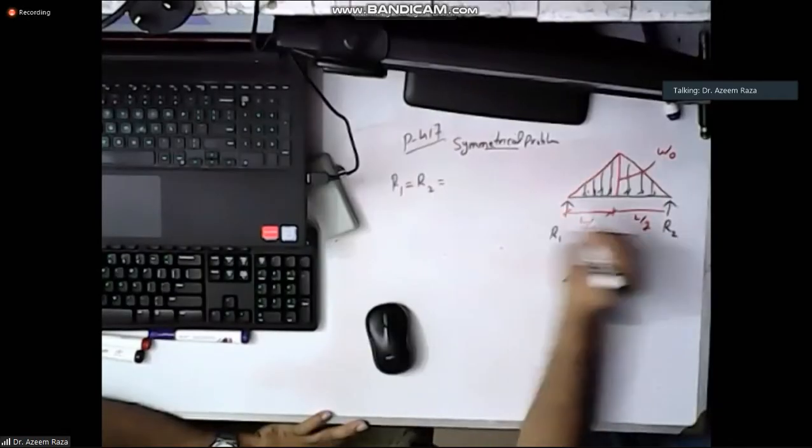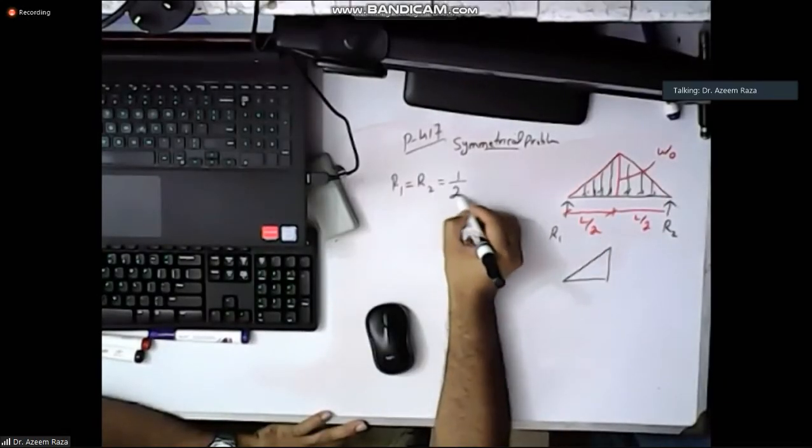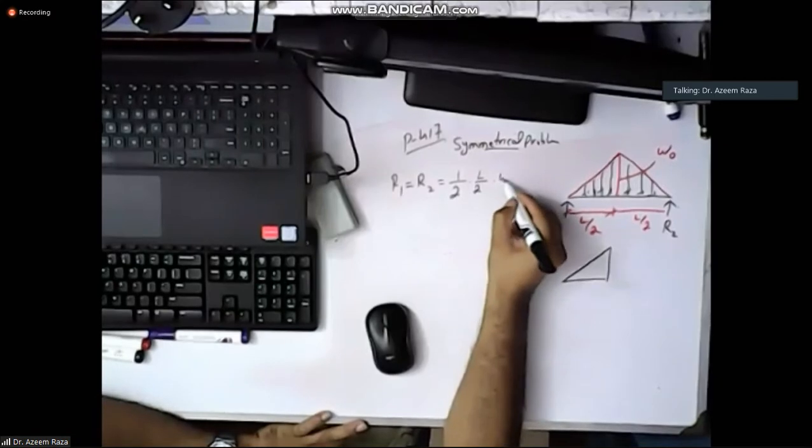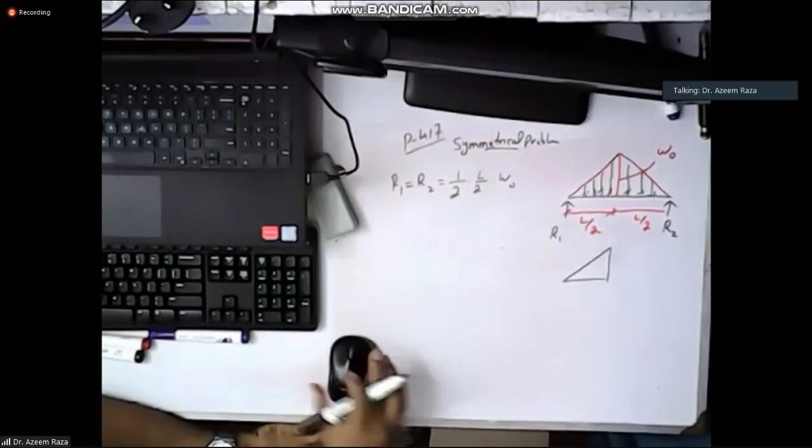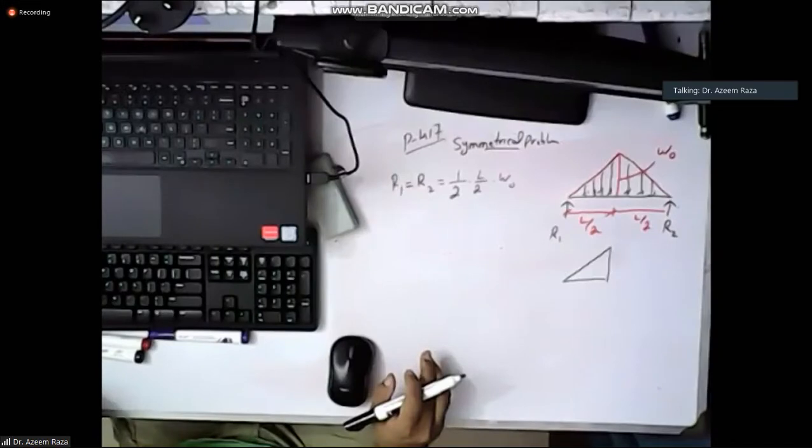What's the half load? You just take half of the load. This is a triangular load, so it will be half of base times height. Half base, base is L by 2, and this is W naught. They will both be exactly equal. L by 2 times W naught.